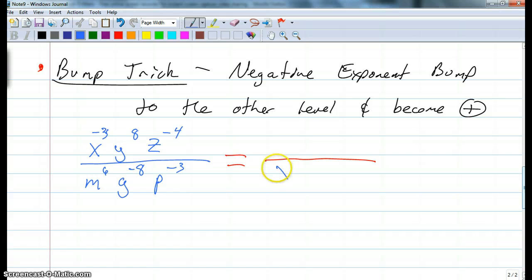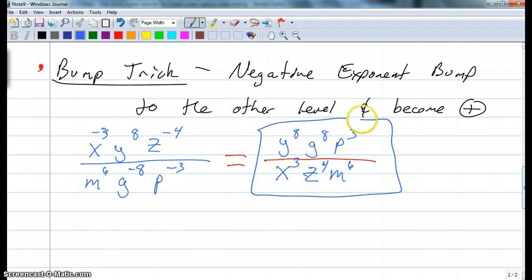Let's see if I can write this better. X to the 3rd. What about Y? Is Y happy on top? Sure. Y loves the view. Z, not so much. Z bumps down and becomes positive. What about M? Well, M is positive. M likes it just fine downstairs. Whereas G is downstairs in the basement and he doesn't like it. He wants to go upstairs. So G to the 8th power. And P is another one who wants to bump up. He's negative downstairs. He bumps up to the other level and becomes positive.